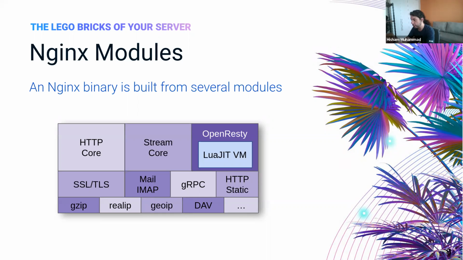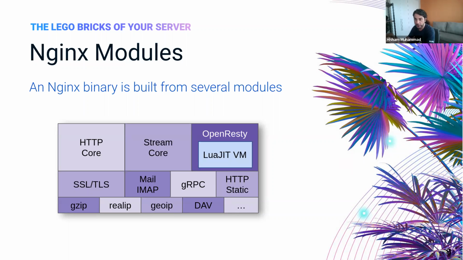So you have the HTTP core module, the stream module, which is the one that runs raw TCP connections, and then several other modules for things like SSL support, gRPC, compression, and so on. And one particular module which is very interesting is the OpenResty module, which is an Nginx module which embeds the LuaJIT virtual machine. So this is essentially what OpenResty is.